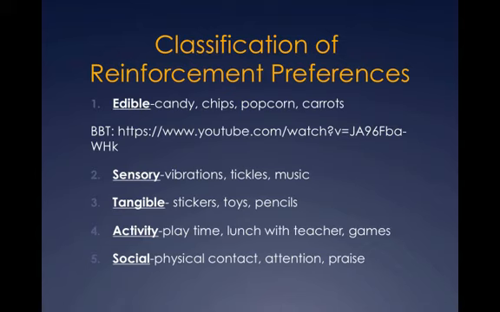So there are basic classifications of reinforcement preferences. To find out some of the things your students like, you'll typically do a preference assessment. And that can look a lot of different ways. With more mild to moderate students, you can just ask them some of their favorite things. With students with more moderate to intensive disabilities, there are many different ways you can approach this.